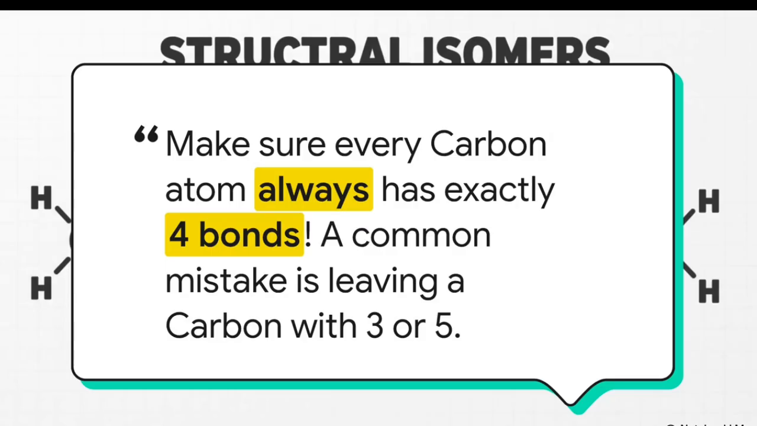Now here's an exam tip, and this is a non-negotiable rule whenever you're drawing organic molecules. Carbon always, and I mean always, forms 4 bonds. As you're drawing your isomers, you have to constantly check this. If you draw a carbon with 3 bonds or 5 bonds, it's an instant mistake, and trust me, it's such an easy way to lose marks.